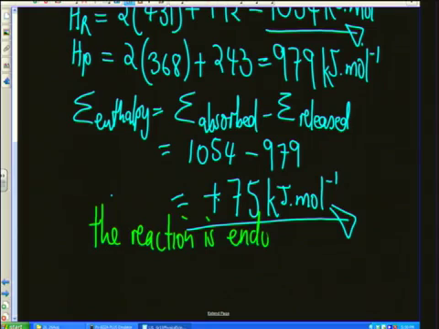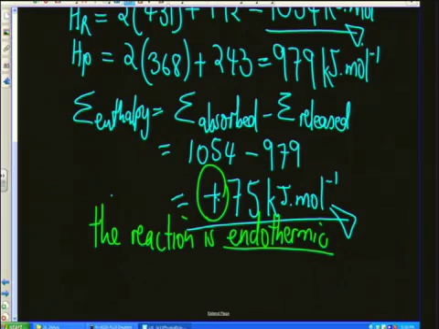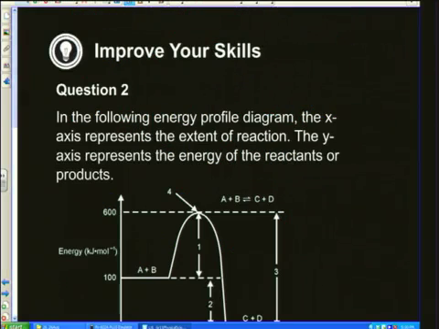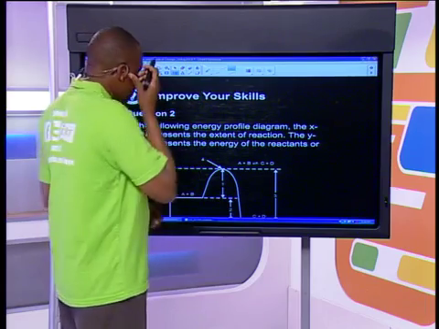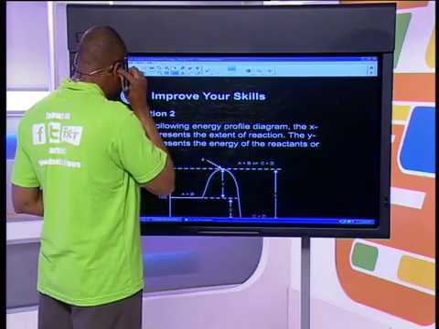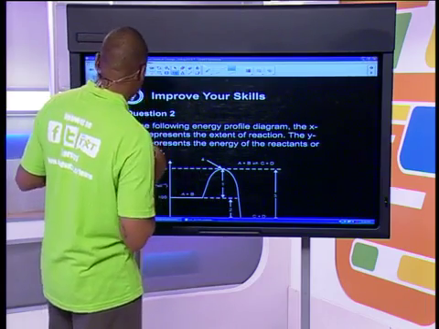Why endothermic? Because the change in energy is positive. Okay, so we've got a positive overall change in energy. Right. Now, coming to question number 2. Let's have a look at question number 2.